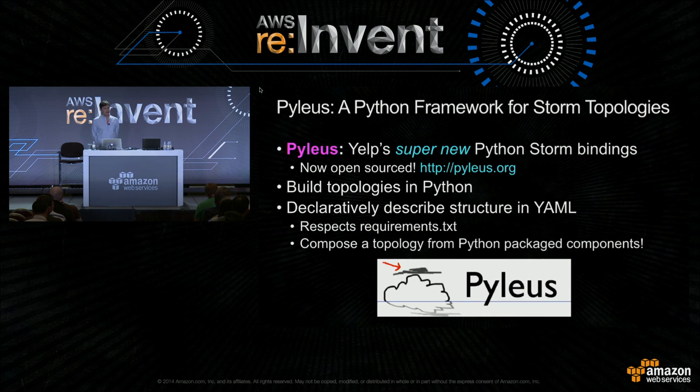We just recently released, open sourced, something called Pyleus, which is a Python framework for Storm topologies. It's super, super new. This was literally a couple weeks ago, and it allows you to build Storm topologies in pure Python. They seriously don't look hardly any different from the MapReduce jobs that we showed earlier. It also has this cool feature where you describe its structure as a YAML file, and it'll even respect a requirements.txt. So if you have pre-packaged spouts and bolts, you can just hook them together based on the fact that you have the packages and just hit run and it just works.